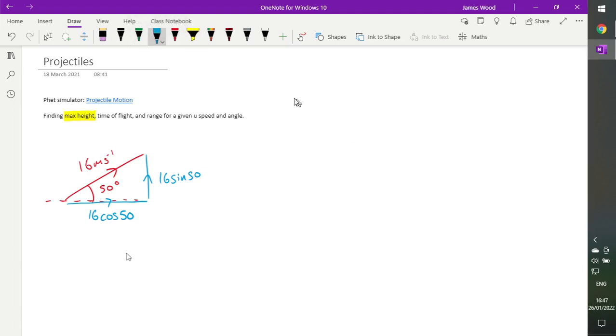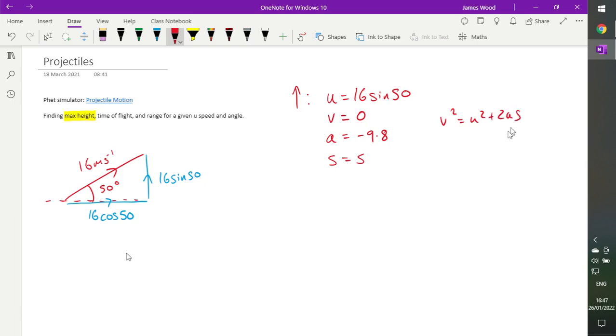The first thing I'm going to find out is what is the maximum height that it reaches. So to find the maximum height, I really want to be thinking about what's happening vertically. So I'm just going to look at the vertical velocities, and we're going to treat it just like a SUVAT problem. So the initial velocity vertically is 16 sine 50. The final velocity, when it reaches the top, so the maximum height, is 0, just like we've done with SUVAT before. The acceleration is negative 9.8 because it slows down as it goes up. And then I want to find out what is the displacement. So I can use v squared equals u squared plus 2as.